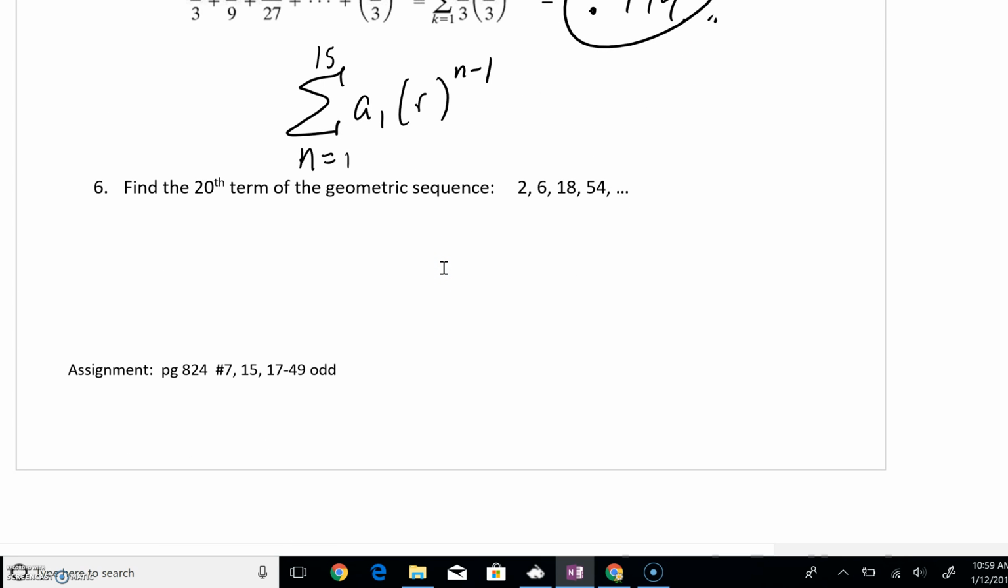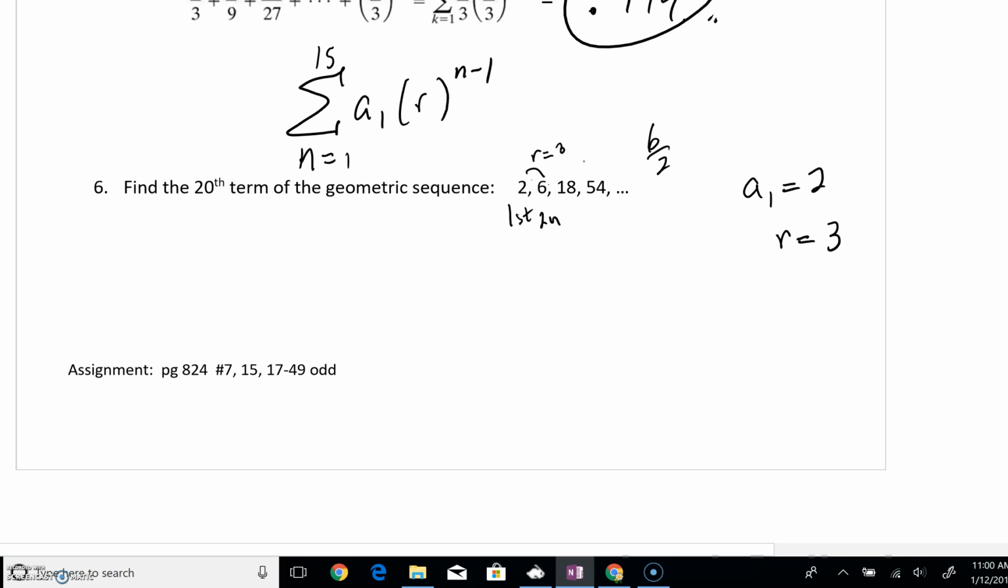For number 6, please pay attention. You're not summing. You're not adding up. You're just trying to find the 20th term. Here's your first term. Here's your second term. In other words, we know a sub 1 is 2. If this is geometric, you can quickly take 6 divided by 2 and see that your r would be 3. You could confirm that very quickly. Your common ratio is a 3.